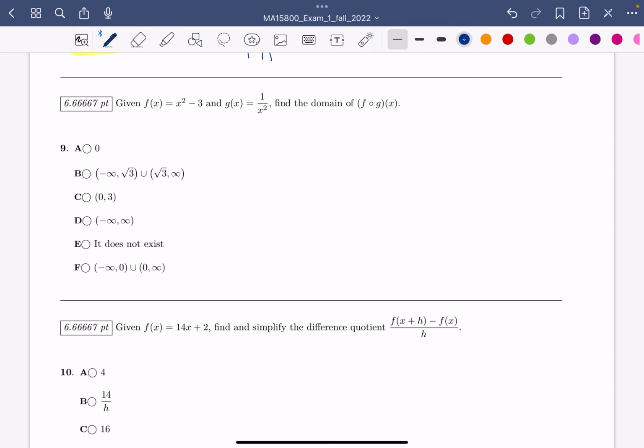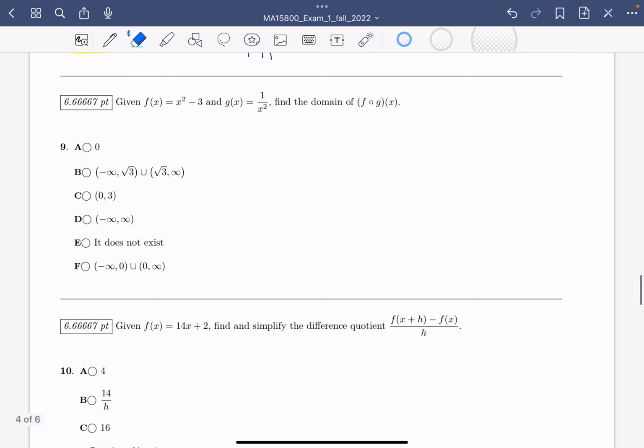Given f of x equals x squared minus 3 and g of x equals 1 over x squared, find the domain of f of g of x. So again, I'm going to rewrite this to help me see it a little bit better. For f of g of x, we put the function g of x in for x in the f of x equation. So we put this in here.